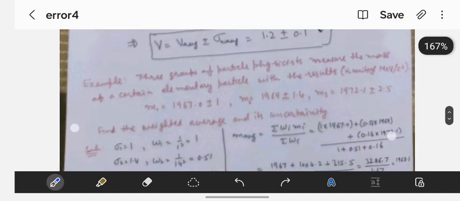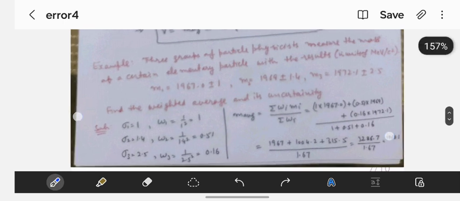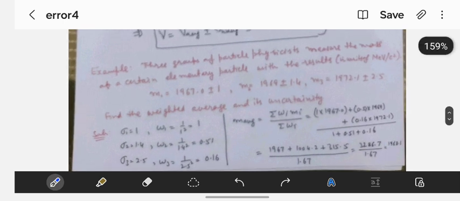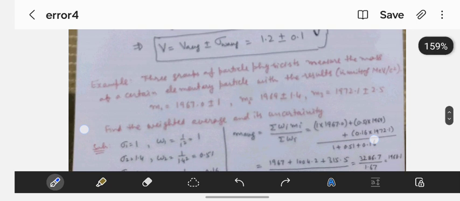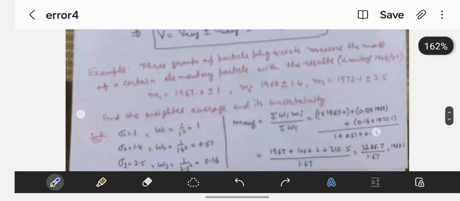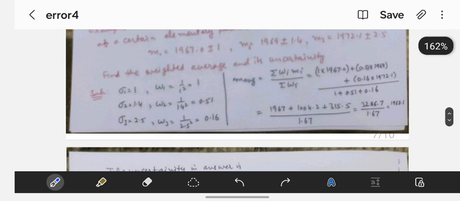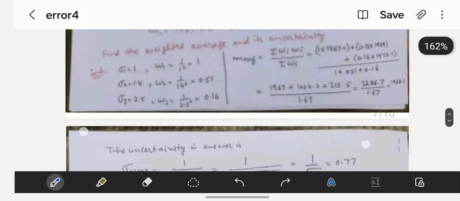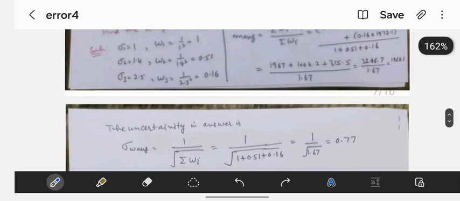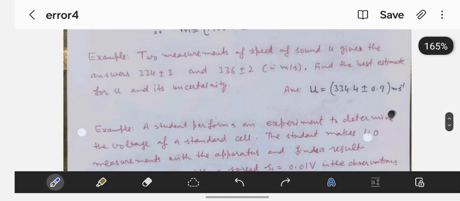This is one more question. All are on the same formulas, the same background. Three groups of particles. Physicists measure the mass of a certain elementary particle with the results. These three values are measured by three scientists or three physicists. Find the weighted average and its uncertainty. So we can calculate the weight, then we can calculate the average values. The same formula.